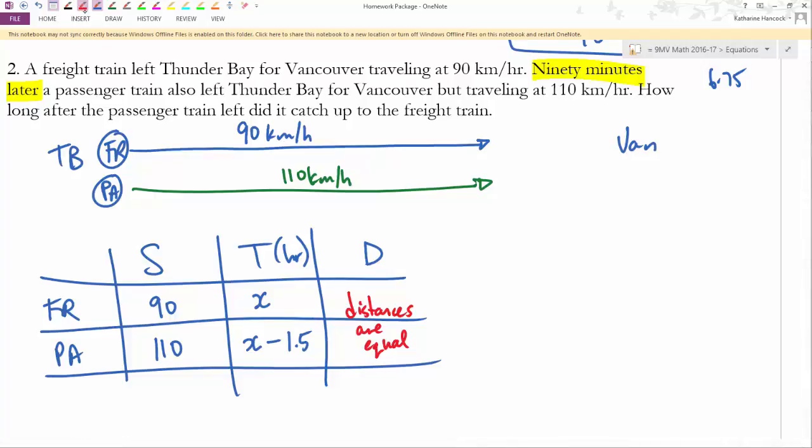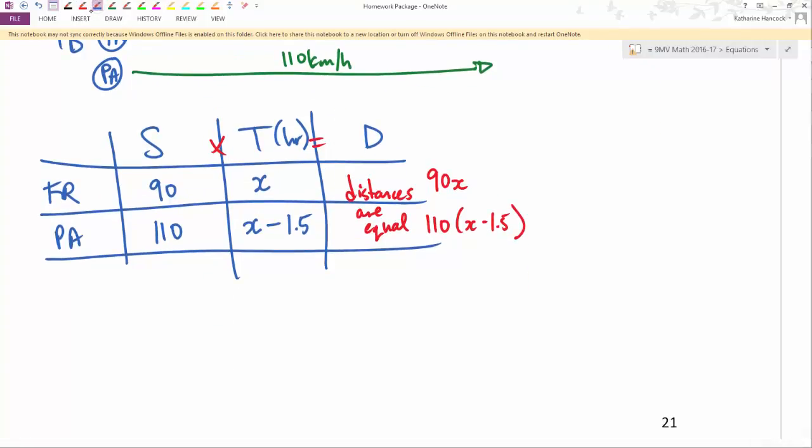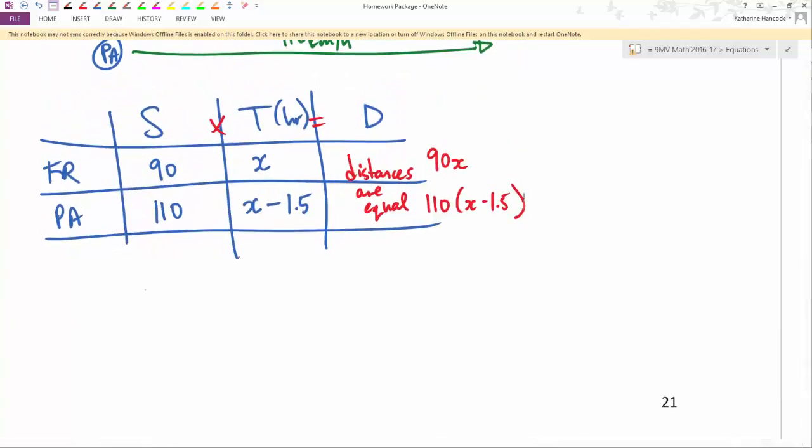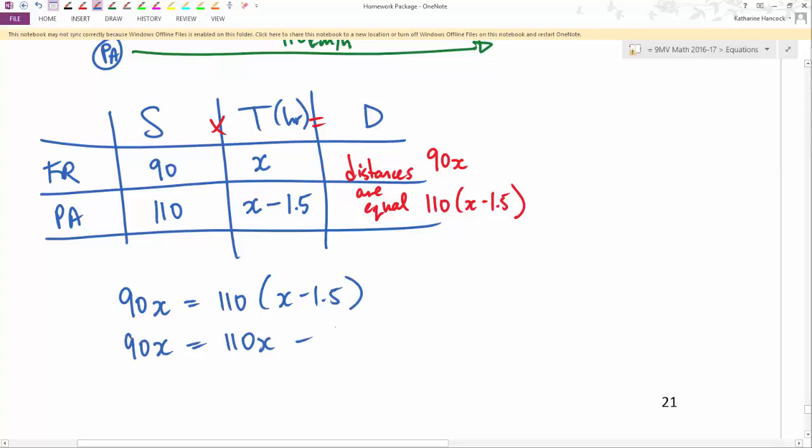Distances are equal, but if we do the multiplying, speed times time equals distance, I'm going to get 90x here, and I'm going to get 110 times x minus 1.5. And my equation comes from setting those two equal. So it's going to come from 90x equals 110 times x minus 1.5. Distribute: 110 times 1.5 is going to be 165. So bring this over, it becomes positive, equals 110x minus 90x, so that's 20x.